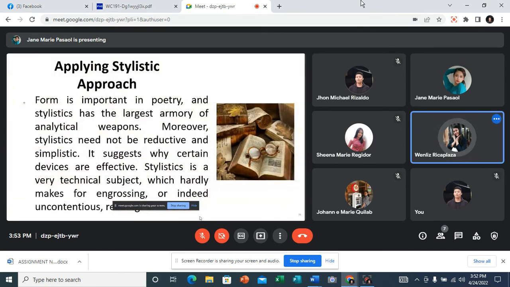So let's have here applying stylistic approach. So why do we need to apply stylistic approach? So form is important in poetry, and stylistics has the largest armory of analytical weapons. So in applying stylistic approach, there are two major goals. First is to help the readers in making meaningful interpretation of the text, and the second one is to expand the knowledge and awareness of language. So these two major goals are helpful for students to read and study literature with excellent language practice. Next, please.